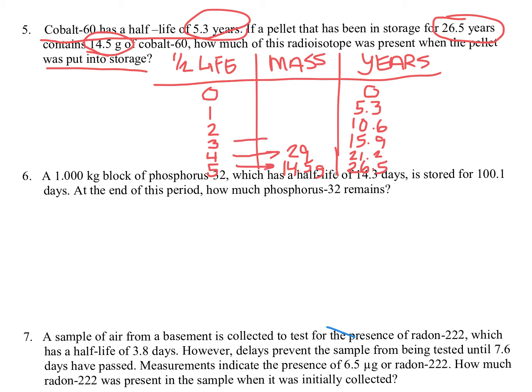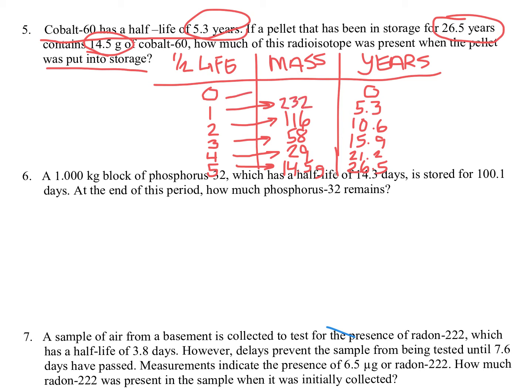Now I want to know what was there after 3 half-lives. So I've got to go back in time one more time, so I'm going to double it. 29 doubled again gets me 58 grams. Now I want to go back in time to see what I had after 2 full half-lives. Well, 58 multiplied by 2 is 116. Then I want to know after 1 half-life how much was left. Well, 116 times 2 on my calculator is 232.